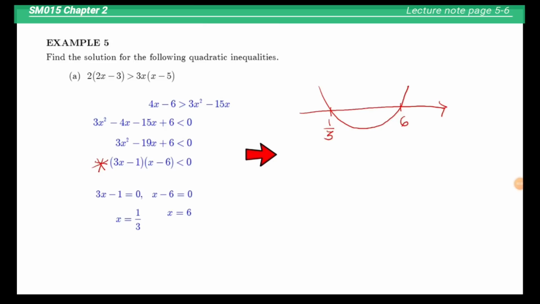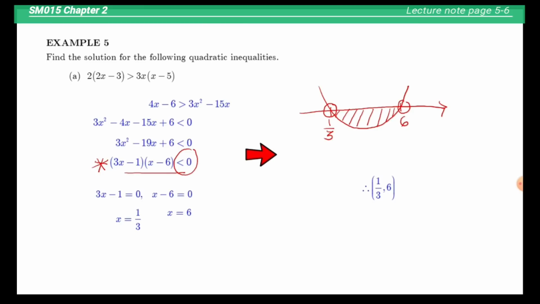To write the answer, we need to identify the shaded region for our graph. In our case, we have the factors less than 0, so we need to shade the region under the graph. We can see here that the sign is only less than, so the sign for the 1 over 3 and for the 6 here is just open. So we write the answer: x in between 1 over 3 and 6, open.